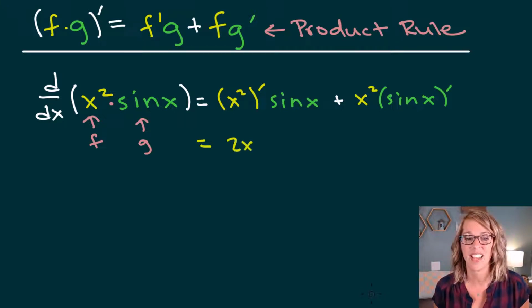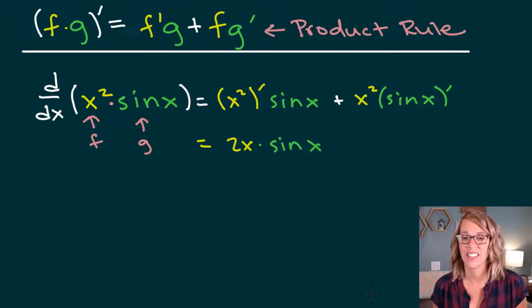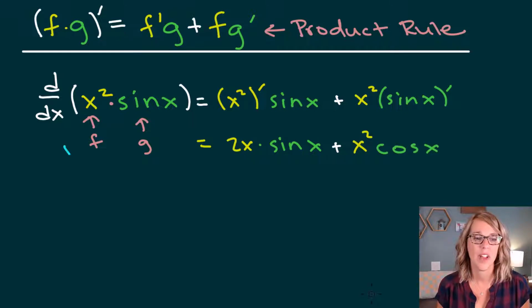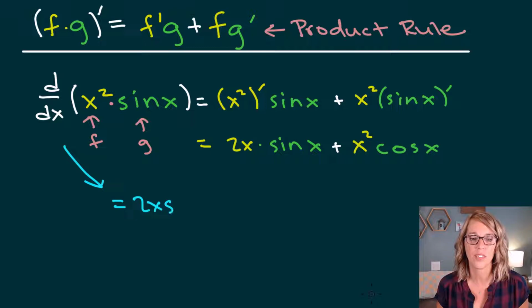As I put all of this together now, the derivative of x squared is 2x. I'm leaving the sine x, so times sine x, and then plus the derivative of sine x is what we're going to take, but we're leaving the x squared. So this is going to be x squared times cosine of x. And now I've got my answer. I can go ahead and rewrite it so it looks a little more cohesive, but there's no simplifying that I can do here. So I'll just rewrite it as my answer.